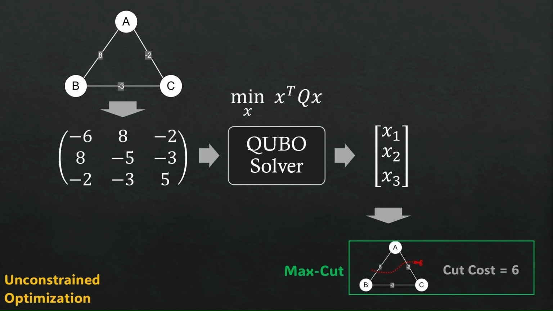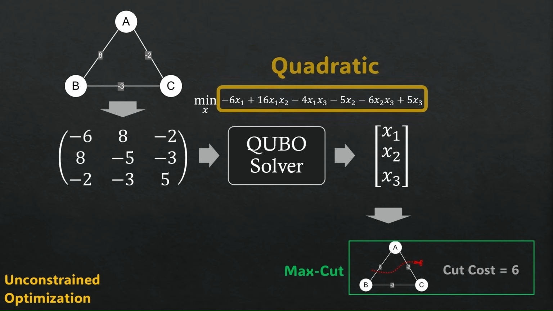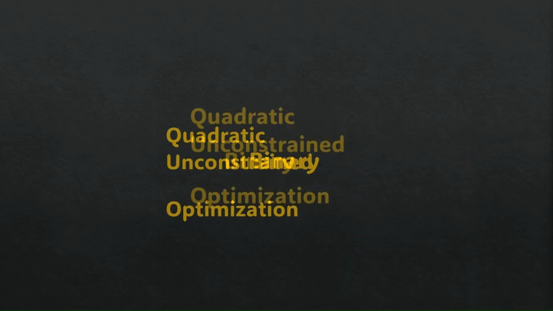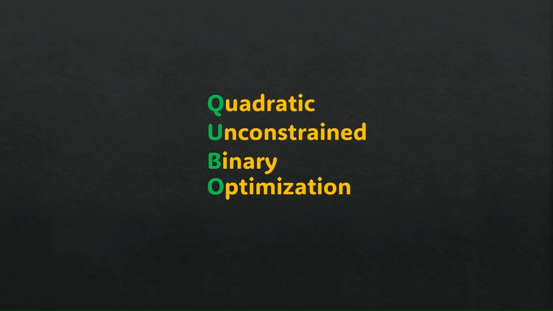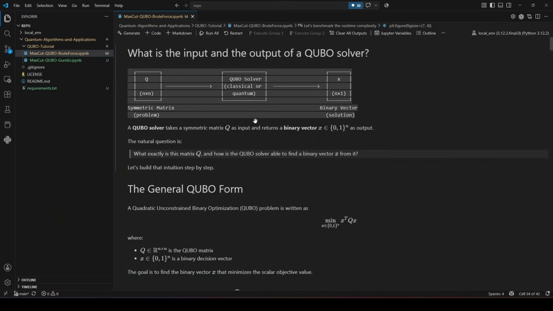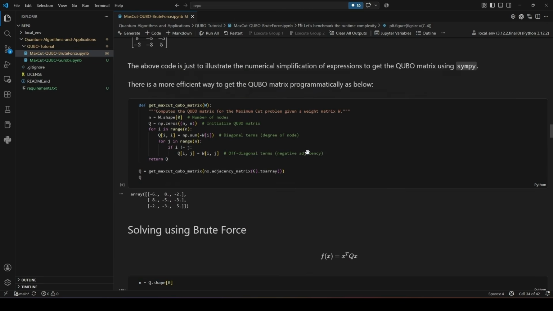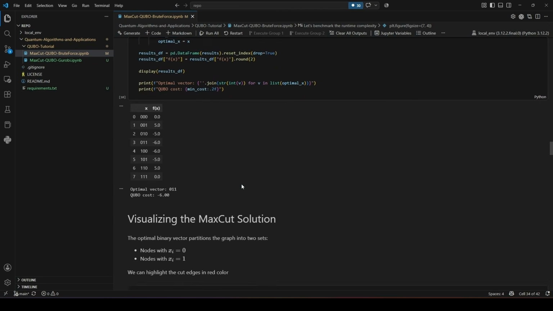In general, it can be expressed as a minimization problem in this form. The matrix form, when expanded and simplified, is actually a quadratic expression, and the solution is a binary column matrix. These properties made us come up with the cool acronym QUBO. Then we have the Python code in a Jupyter notebook containing all the mathematical reformulations and implementing the brute force approach to solve the max cut problem.